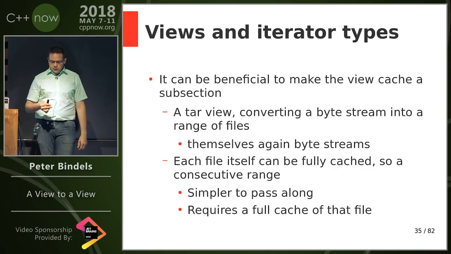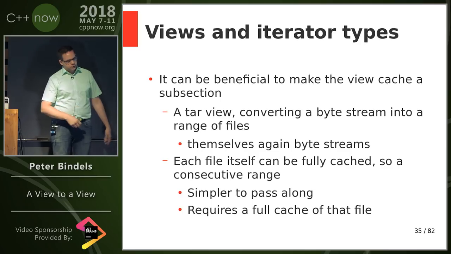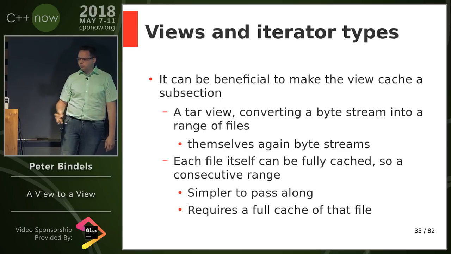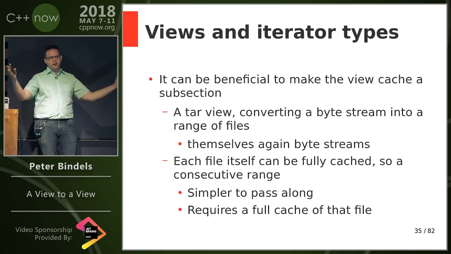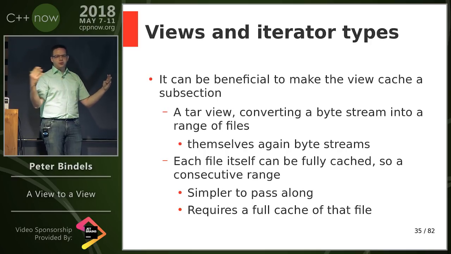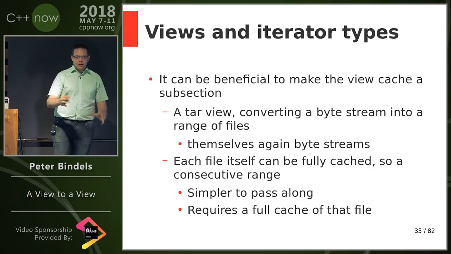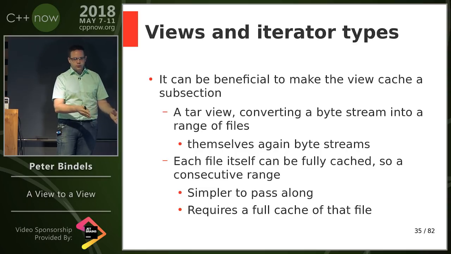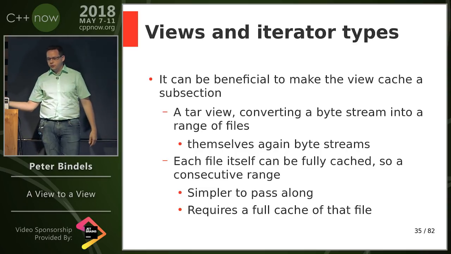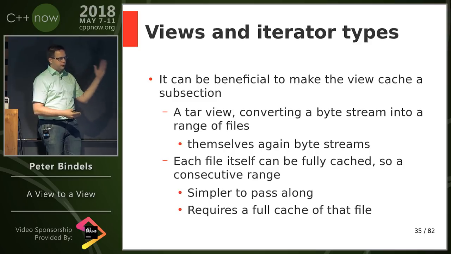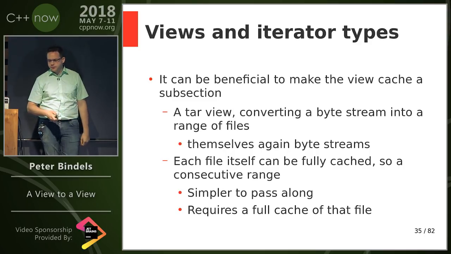It can be beneficial in some cases to cache a subsection of a view. So I've had a tar view, which takes a range of bytes and makes it into an iterable view of the files in the tar. And in that case, I really want to have some kind of view over the contents of one of those files so I can use that in a different view, as in read it as an AR file, read it as an object file, whatever.